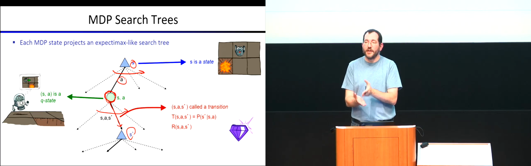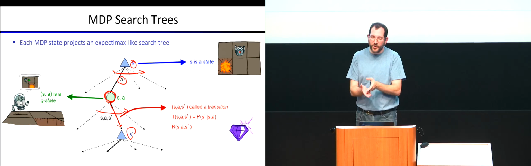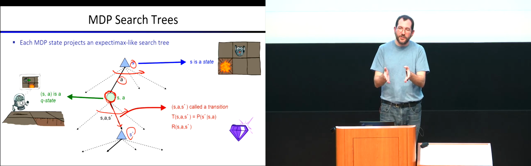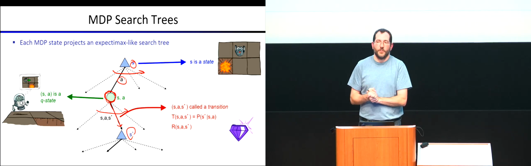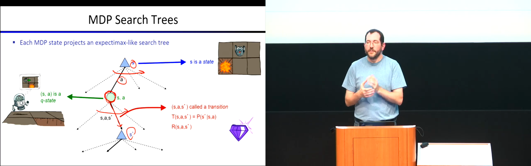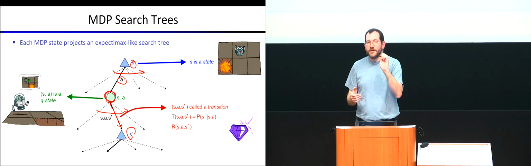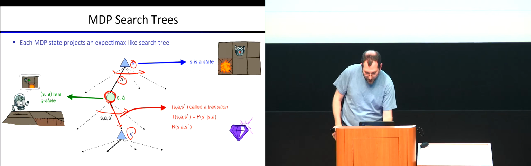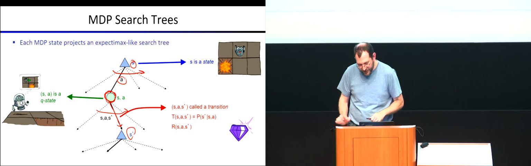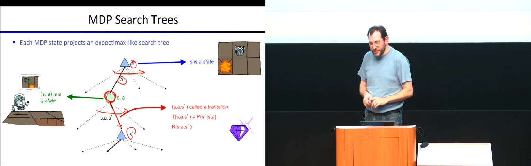But I don't yet know what happened as a result. Being in this situation where you're in a state and you've committed to an action, but it has not resolved, is called a Q state. Okay? And it represents having chosen an action but not seen its resolution. This whole sequence here, this little tree, s, a, s prime, is called a transition.